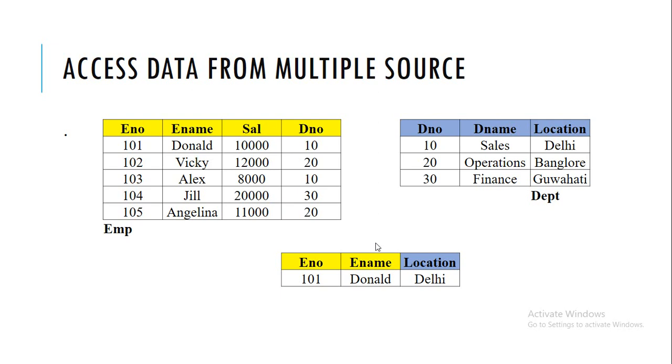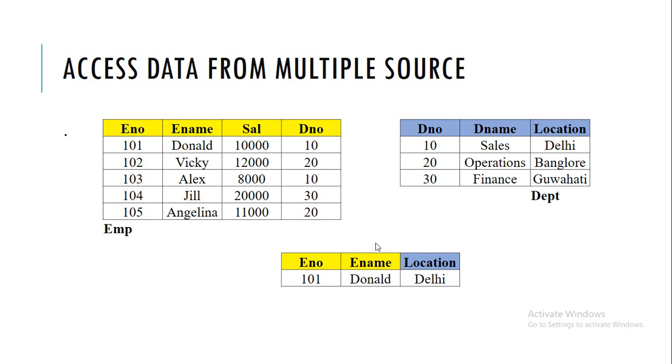So in this session we will discuss how to access data from multiple sources or multiple tables. Here we can see there are 2 tables: one is the employee table, another is the department table. In the employee table there are 4 columns: employee number, employee name, salary, department number. In the department table we have department number, department name and location. Different values have been inserted.